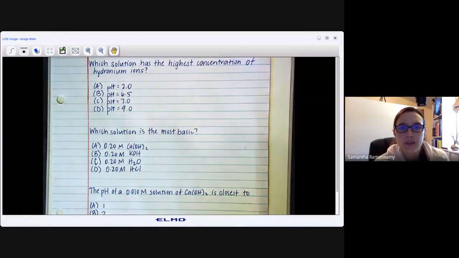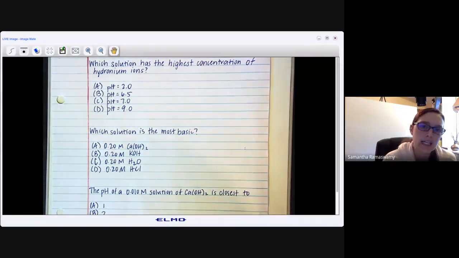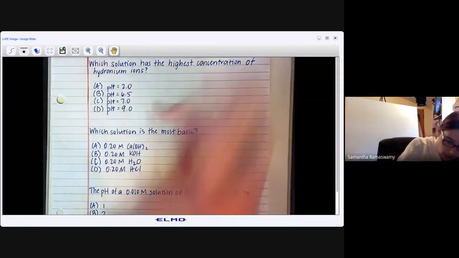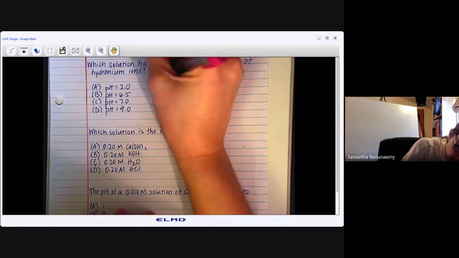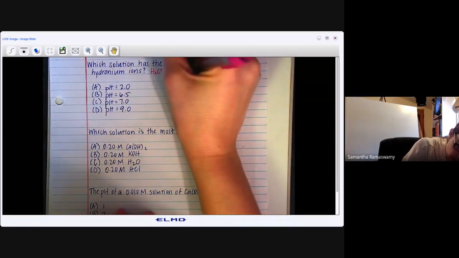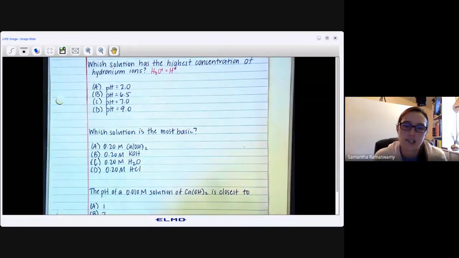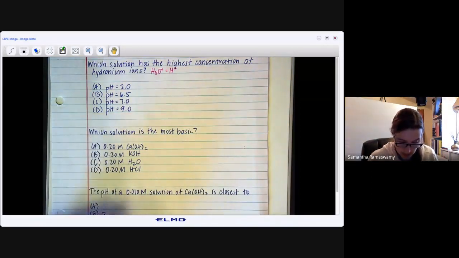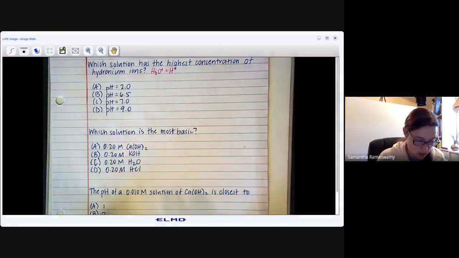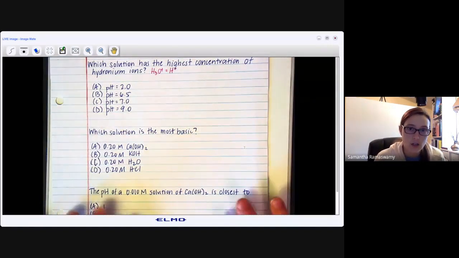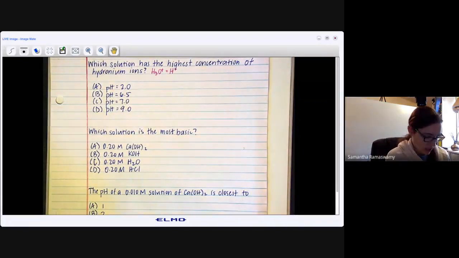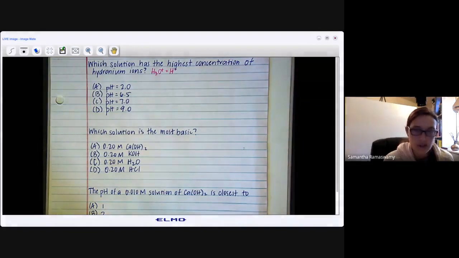So this first one: which solution has the highest concentration of hydronium ions? Keep in mind, hydronium ions is H3O+, which is the same as H+. And then: which solution is the most basic? And then: the pH of a 0.01 molar solution of calcium hydroxide is closest to which of the options? So try these, work through them, and then we're going to go through the answers in just a few minutes.